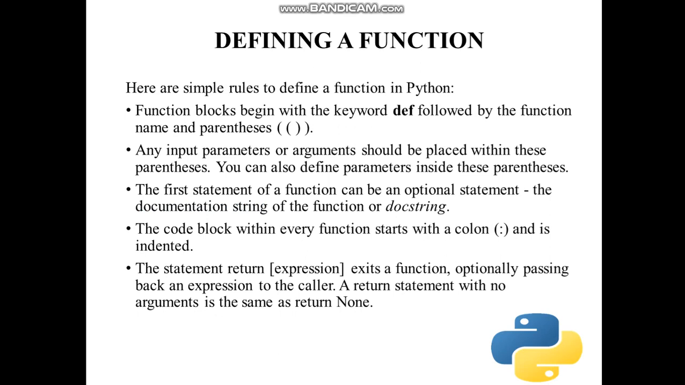The first statement of a function can be an optional statement, the documentation string of the function or docstring, so it is optional. The code block within every function starts with a colon and is indented. So that means after writing the function name, parentheses, you have to give a colon, and in the next line your code is indented. The statement return expression exits a function, optionally passing back an expression to the caller. A return statement with no argument is the same as return None. So that means if you write return with no statement, it is None.